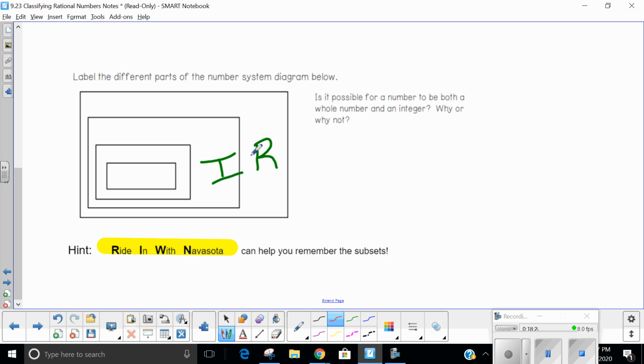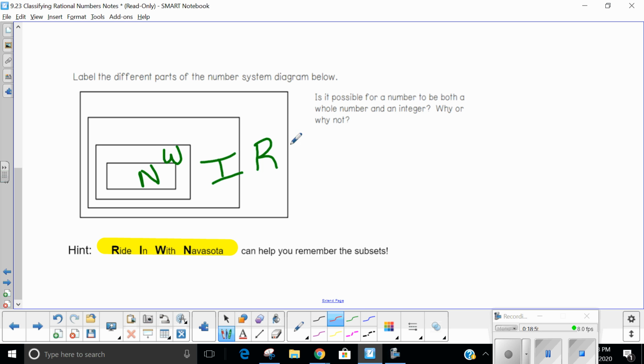Then we're going to come inside towards the middle, and we're going to say I. So ride in, and then we come to the next subset, and that's going to be W. So that's where the W comes in here. And then the natural numbers actually go right here. So that's how you remember this diagram. So we have ride in with Navasota, and that's how you remember it.